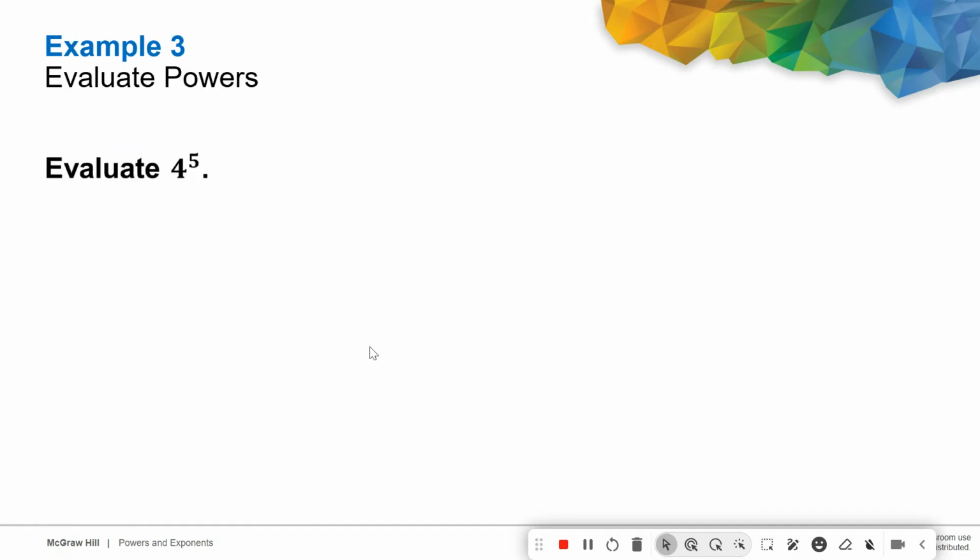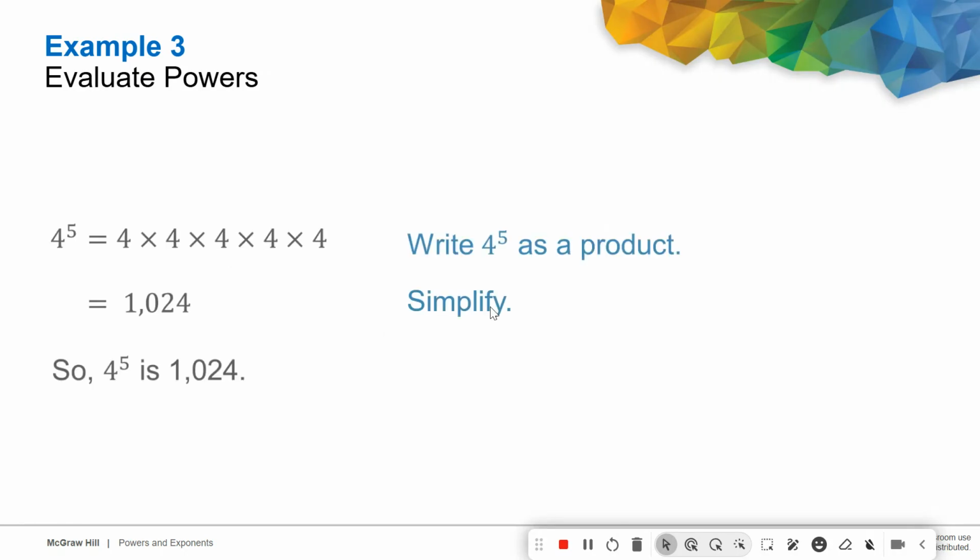All right, so try this one out. In the example, evaluate 4 to the fifth power. These slides might be janky, apologies. Okay, so here's how we would write this out. 4 to the fifth power equals 4 times 4 times 4 times 4 times 4. So there's 5 fours because the exponent is 5. And then you multiply it out. And so that becomes 1024. So 4 to the fifth power is 1024, which is kind of annoying to multiply over and over again, but you can do it.